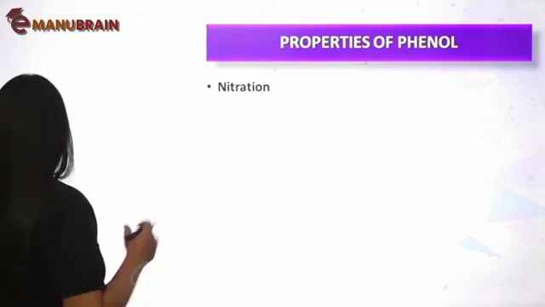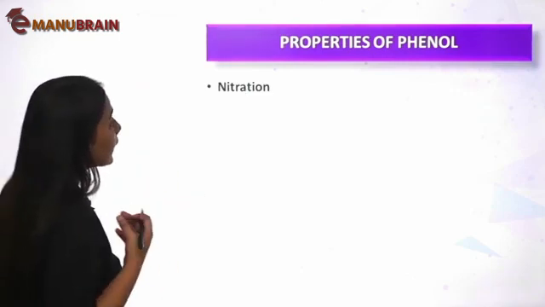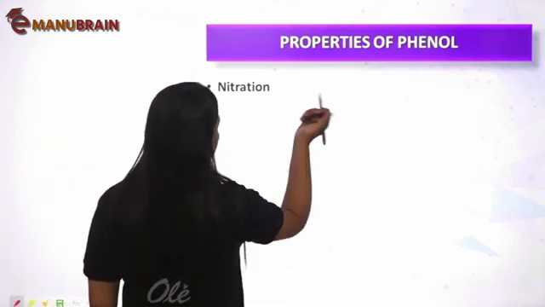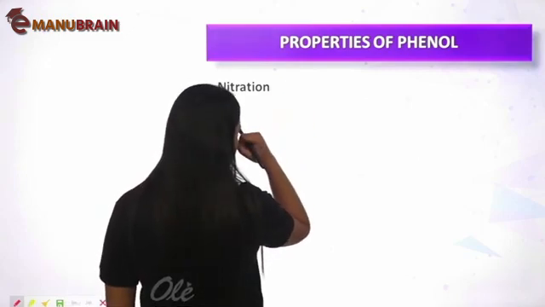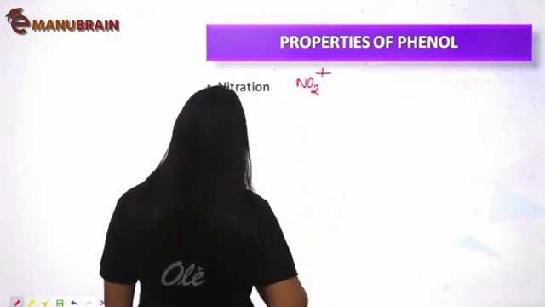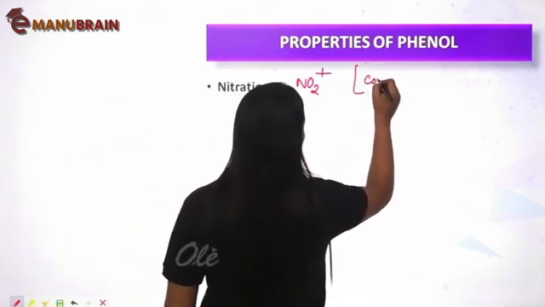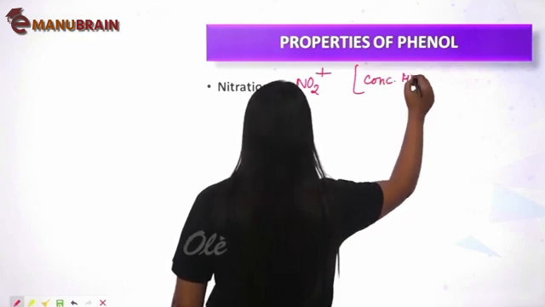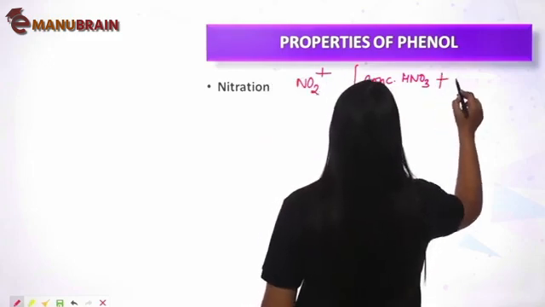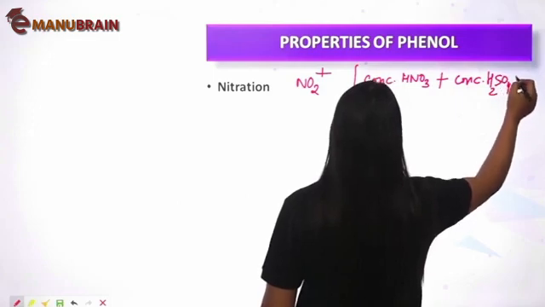So now we'll talk about some of the electrophilic aromatic substitution reactions, in which the very first example is nitration. So this nitration is an electrophilic substitution reaction. The electrophile is NO2 plus, do remember this, okay, and the nitrating reagent is concentrated HNO3 in the presence of concentrated H2SO4.